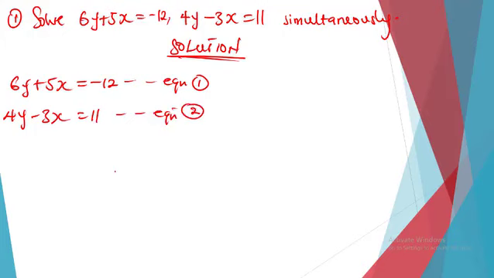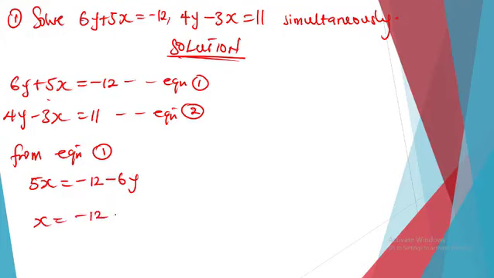Now from equation 1 we will make one of the unknown variables the subject of the formula. So from equation 1, 5x is equal to minus 12 minus 6y. We are trying to make x the subject of the formula. Therefore, x is equal to minus 12 minus 6y all over 5. We call this equation 3.